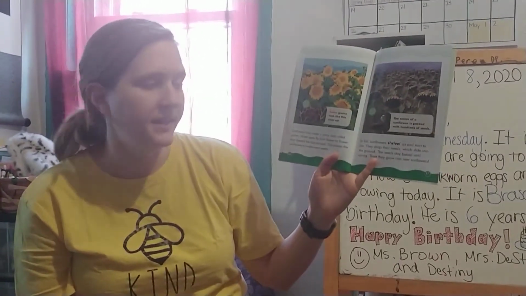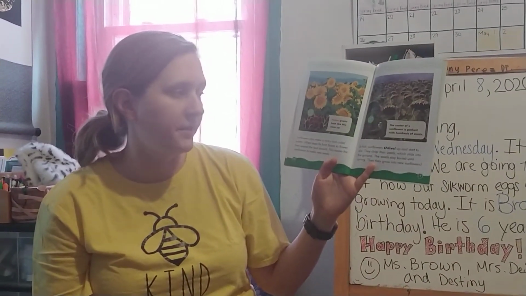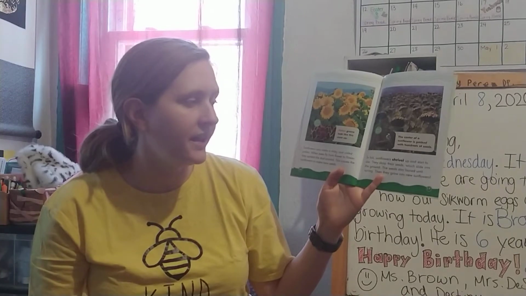Sunflowers also make a sticky dust called pollen. When bees fly from flower to flower, they spread the dust around. This causes the sunflowers to make new seeds. In fall, sunflowers shrivel up and start to die. They drop their seeds, which slide into the ground. The seeds stay buried until spring, then they grow into new sunflowers.